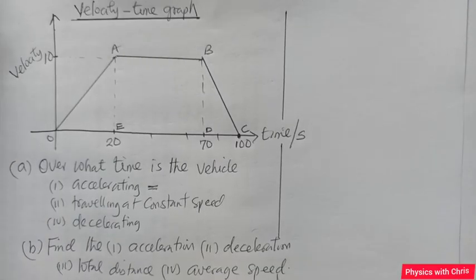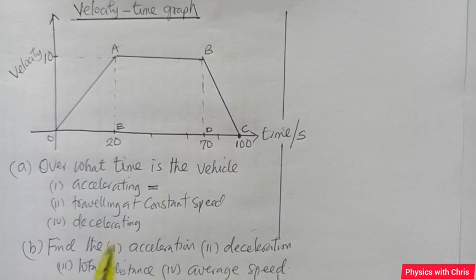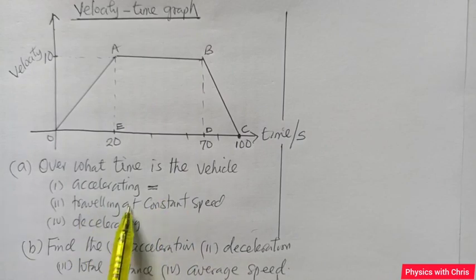Take this question from velocity-time graph, and you are given this graph of velocity against time. The question says, over what time is the vehicle accelerating? Over what time is the vehicle traveling at a constant speed? And over what time is the vehicle decelerating? That's a part of the question.